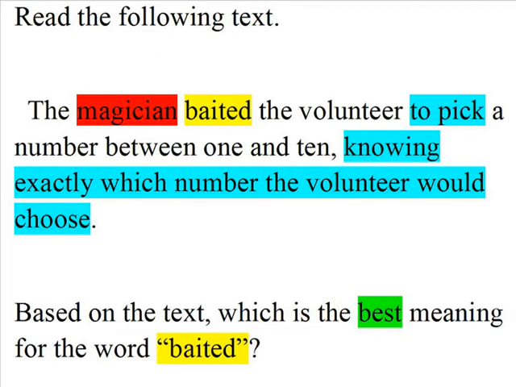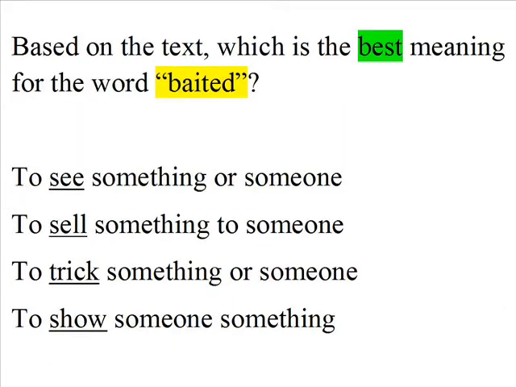Now I'm going to read the sentence one more time. The magician baited the volunteer to pick a number between 1 and 10, knowing exactly which number the volunteer would choose. Next, I'm going to read the question again. Based on the text, what is the meaning of the word baited? Okay, now I'm going to the next slide, and the next slide has the question and 4 answer choices. I'm going to read the answer choices.